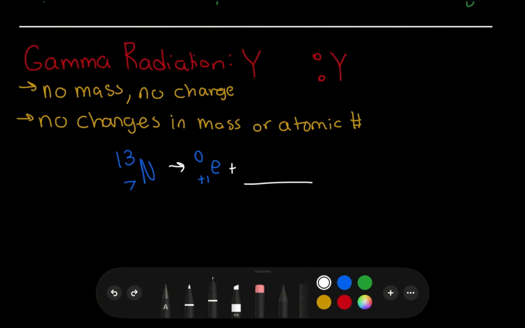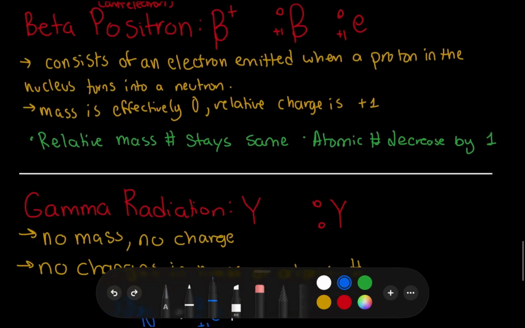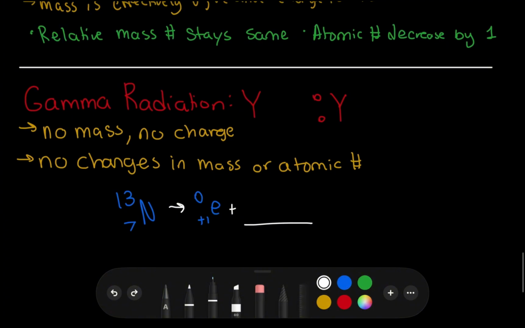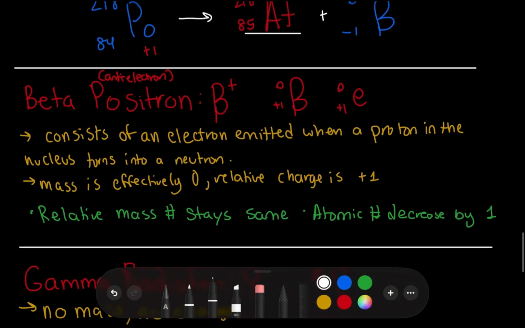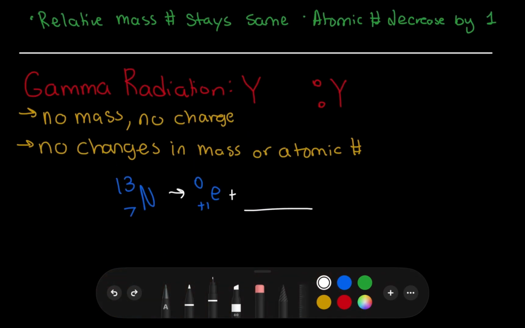Now here we have a nuclear equation, where in our reactant side, we have nitrogen, and on our product side, we see that a beta positron is being released. And the way I know that it's a beta positron is because here we have +1, which is the same thing as the beta positron. And you can also see this in your table of symbols used in nuclear chemistry in your reference table.